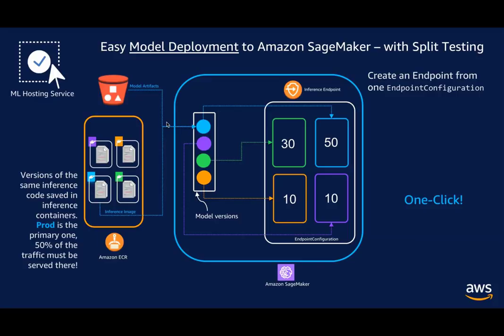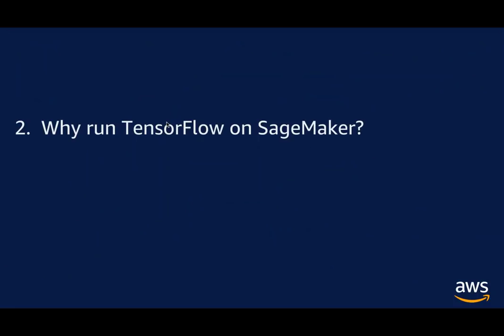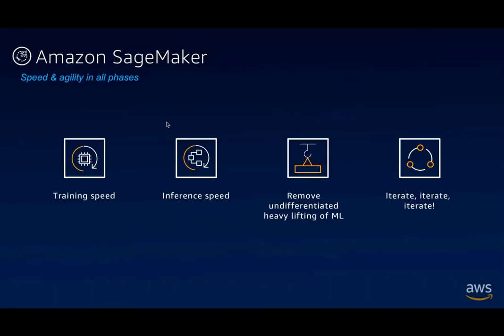So split testing is made super easy with Amazon SageMaker as well. And so we now come back to the question about why use SageMaker for running TensorFlow. A lot of our customers have been running TensorFlow on EC2 for a long time, even before we launched Amazon SageMaker.